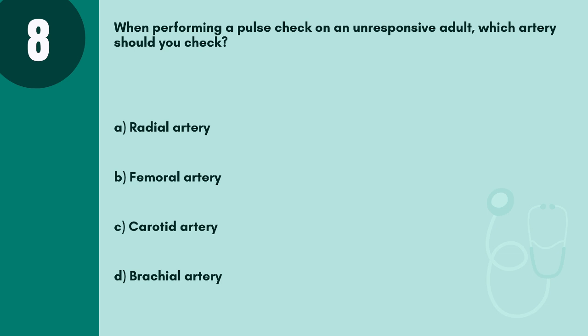Question 8. When performing a pulse check on an unresponsive adult, which artery should you check? A. Radial artery. B. Femoral artery. C. Carotid artery. D. Brachial artery.